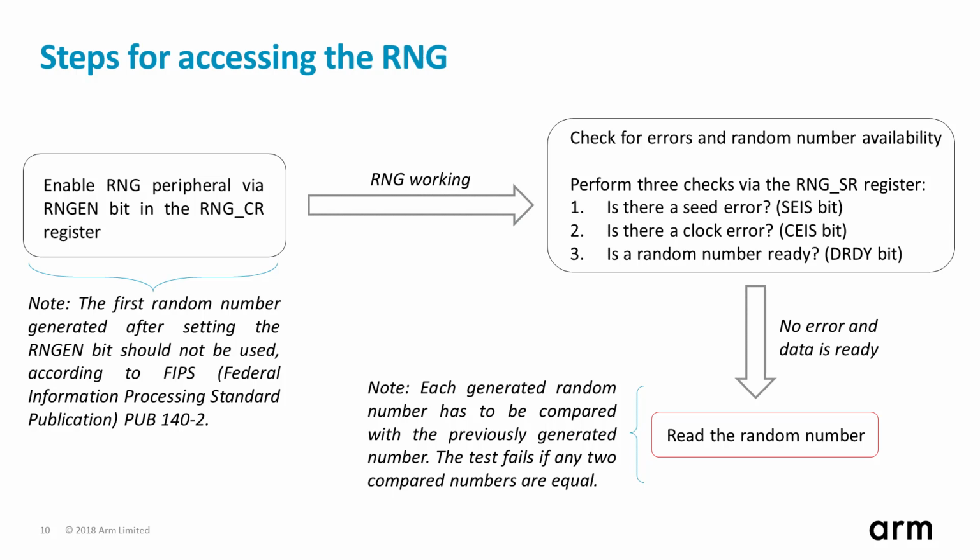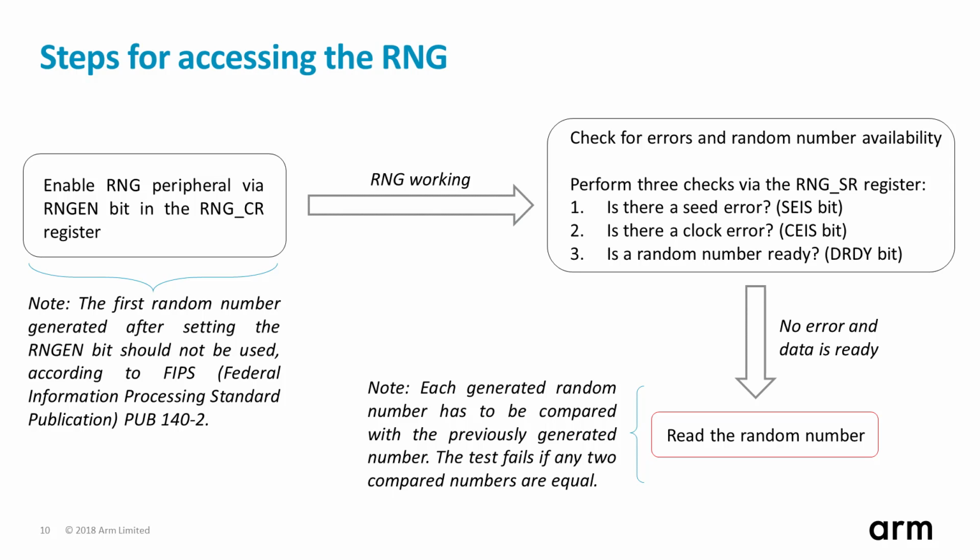Once this peripheral is working and we want to get access to our random numbers, we then need to check for errors. And we also need to determine whether the data, the random number, is actually ready. There are these three bits that we can use in the status register to determine whether there's a seed error, whether there's a clock error, or whether the data is ready. And then if there's no error and the data is ready, then we can actually read the random number. Also noted in the manual is that each generated random number has to be compared with the previously generated number.